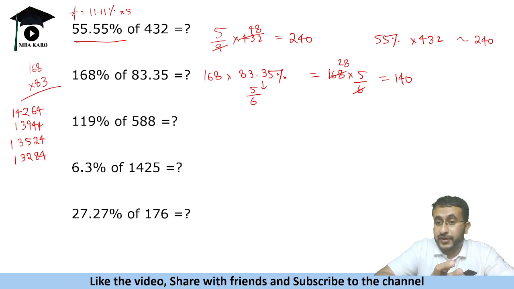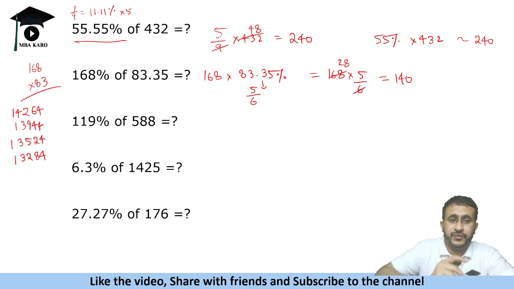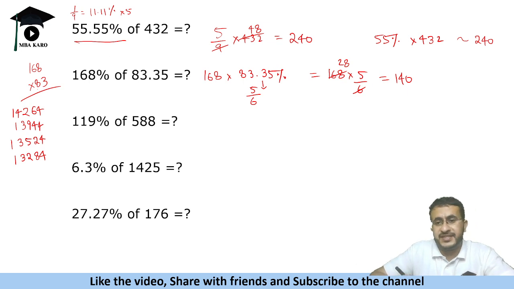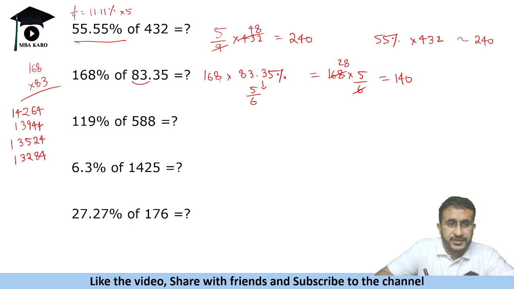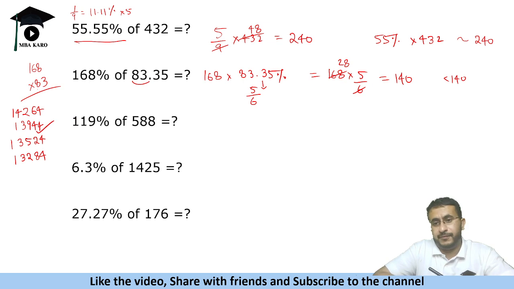It will take a lot of time to do this calculation. How we can do this is, we know that 83.33 is 5 by 6. So I can do 5 by 6 of 168, which is easy to do. Now if that is an easy calculation, I get 140, right? Now we need to find 83%, not 83.33%. So it is going to be slightly less than 140. So this 139 or 138 will be our answer.